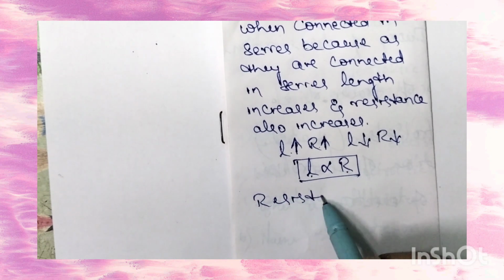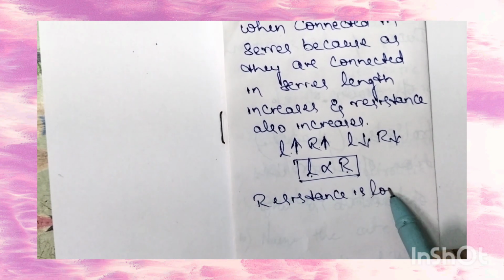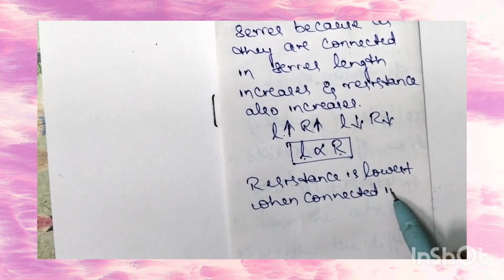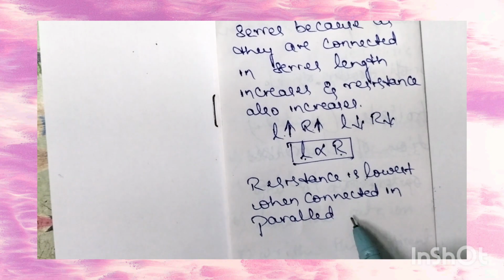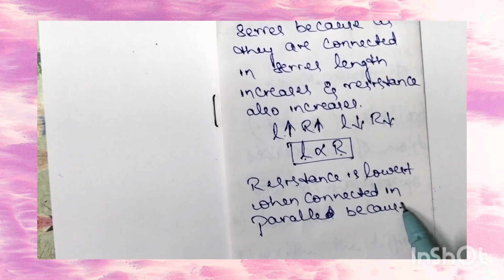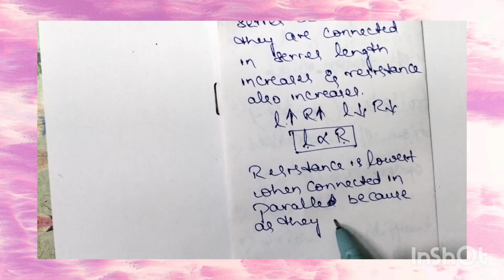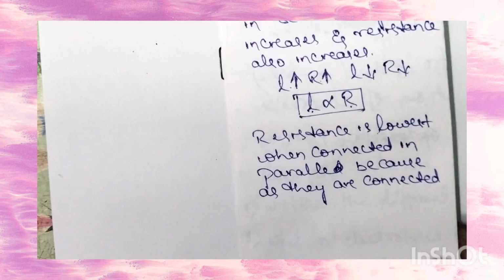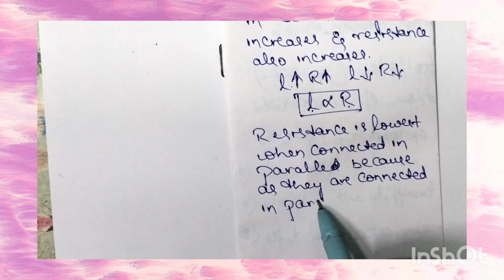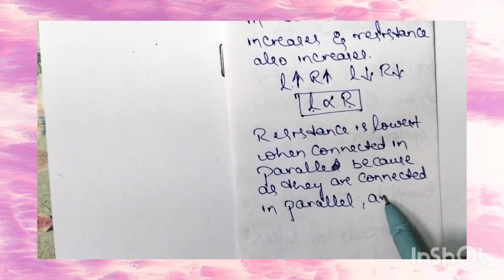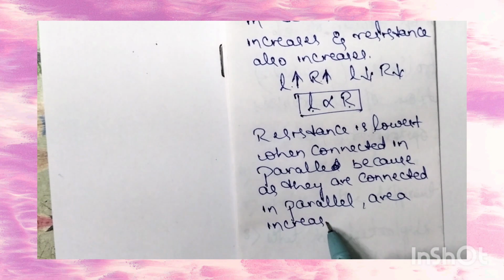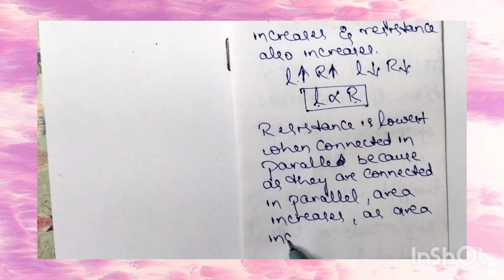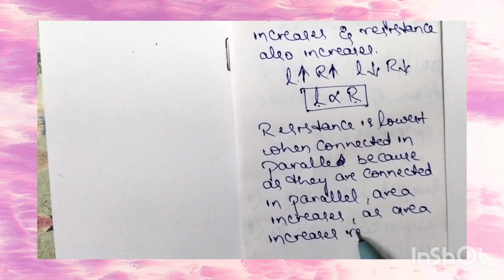Then coming to parallel. So resistance is lowest when connected in parallel because as they are connected in parallel, area increases. When connected in parallel, area increases. So as area increases, resistance decreases.